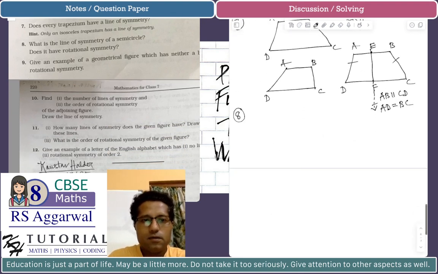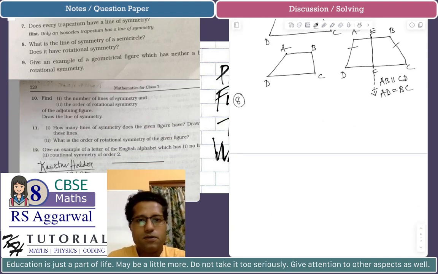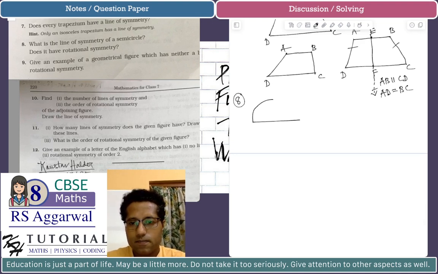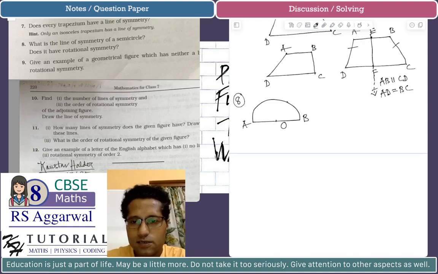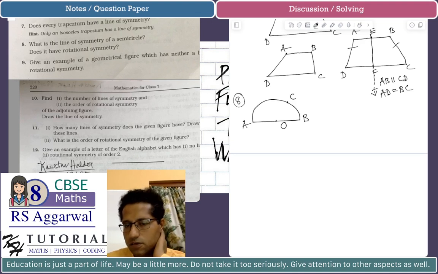Problem number 8. What is the line of symmetry of a semicircle? A semicircle is half of a circle, that is, it will look like this. AB is the diameter of the semicircle, and let's say O is the center. Let's say C is some point on the circumference. Then the figure ACB is a semicircle.